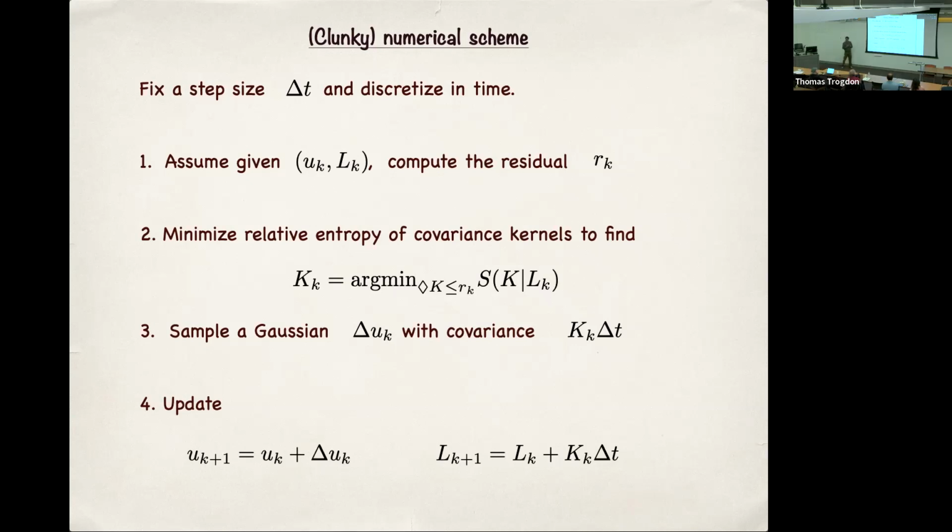Then I have to solve a minimization problem. I'm carrying my background with me, so the background is always part of the minimization problem. This is just a convenient way of denoting the convex set over which I'm doing my optimization. After that, I do a Monte Carlo step: I sample a Gaussian with that covariance, and then I update. This is pretty much the most naive implementation of how one does the numerics. But let me show you what happens.